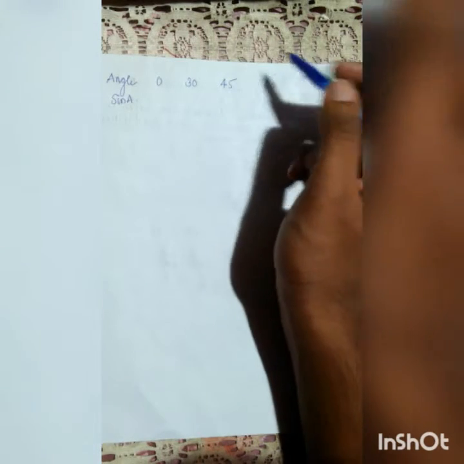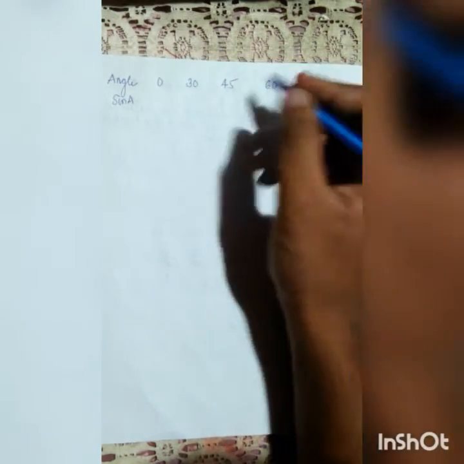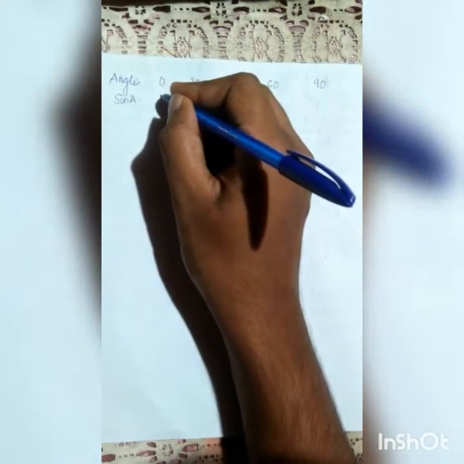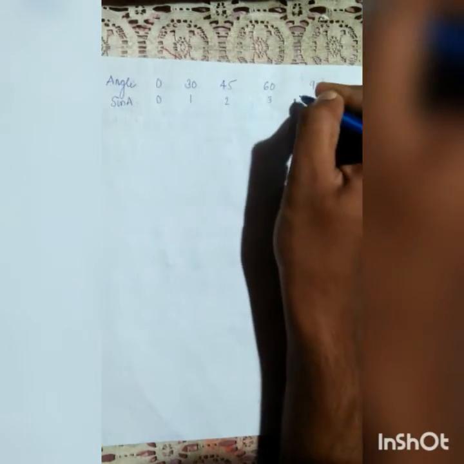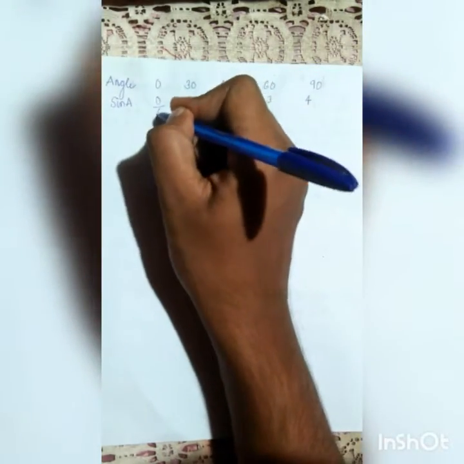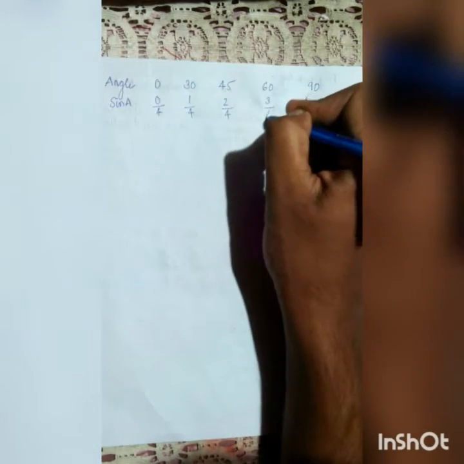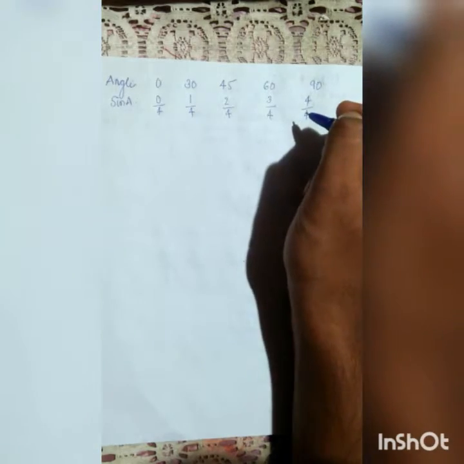So for easy remembrance, we can say that for sine A there's a shortcut: we'll write the numbers in ascending order. So we have 0, then 1, then 2, then 3, then 4. Now divided by 4. So we have 0 by 4, 1 by 4, 2 by 4, 3 by 4 and 4 by 4. Now take root of these values.